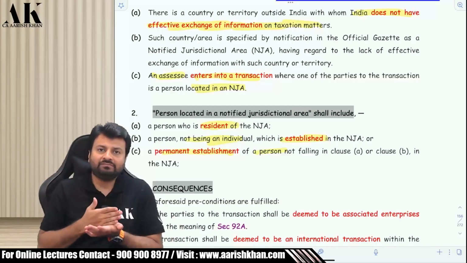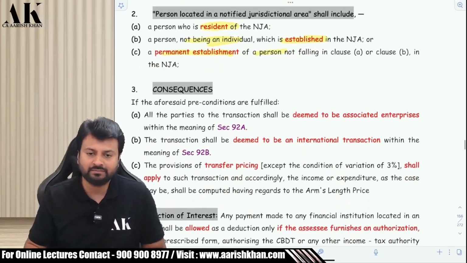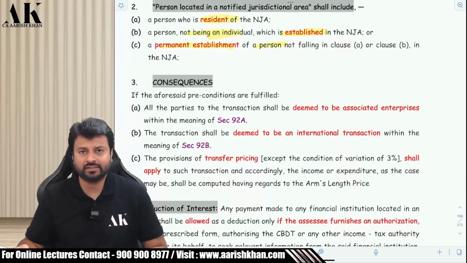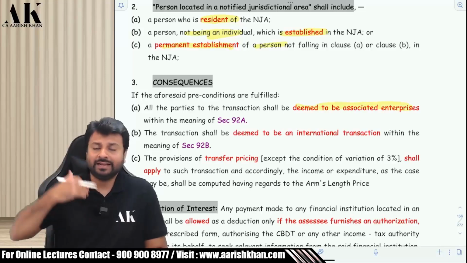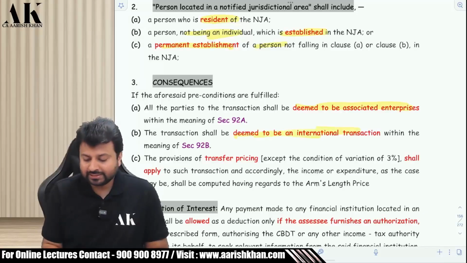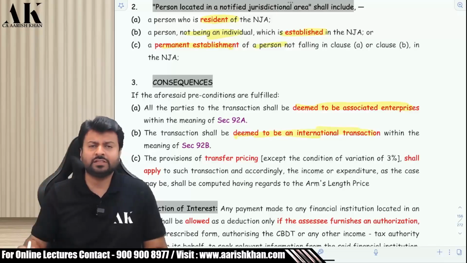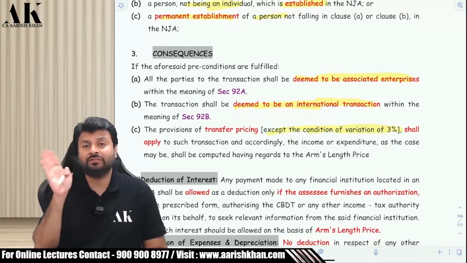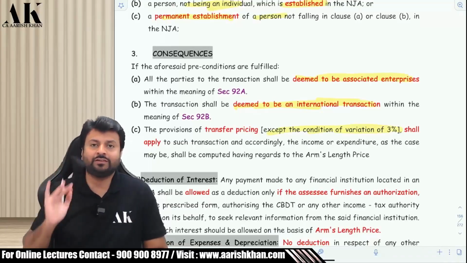So if India declares any country as a notified jurisdictional area, and if an Indian entity enters into a transaction with those entities, then that company will be deemed to be an associate enterprise. Second, our transaction will be deemed to be an international transaction. All the provisions of transfer pricing shall apply. But that 3% variation which you have in the case of the range concept will not be applicable for them. That benefit is also taken from you.